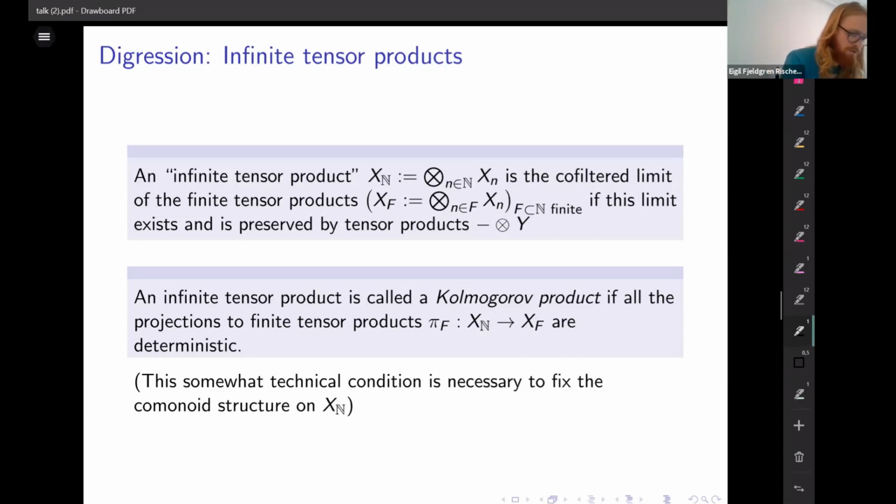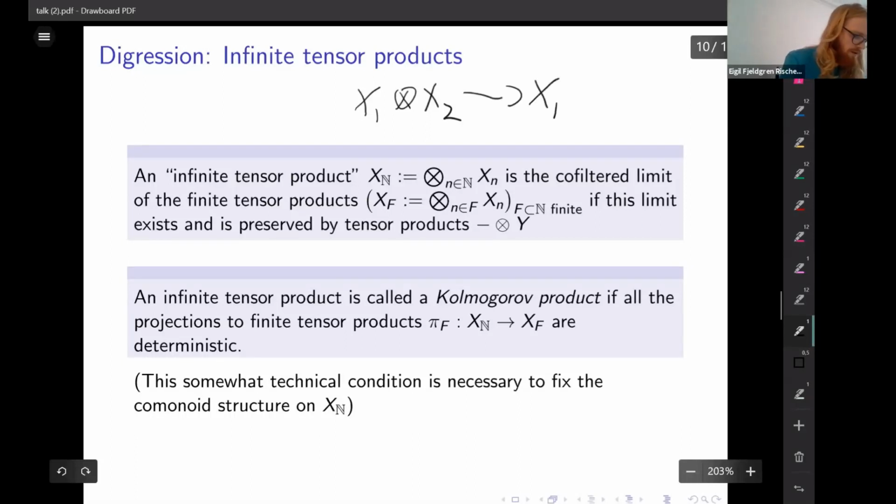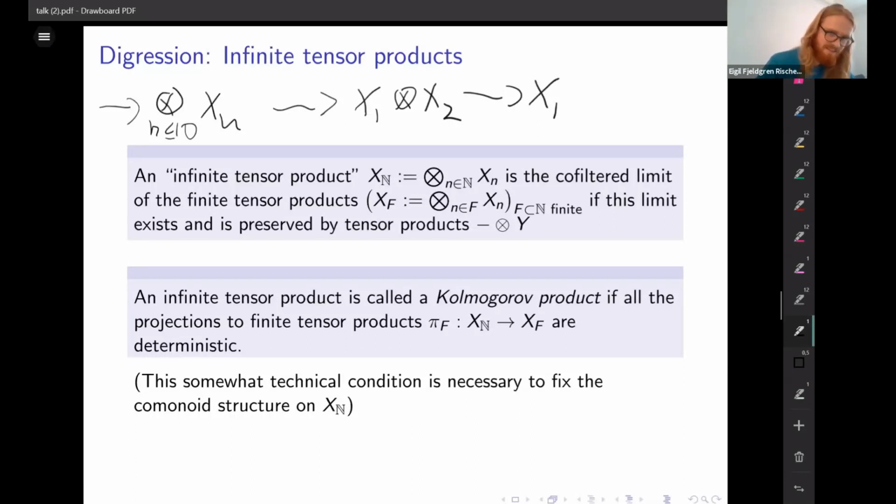And what are the diagram morphisms? If you have, say, x1 tensor x2, there's a map to x1 where you just use the delete map on the second factor. And you take an even bigger subset, like the tensor over n less than 10 of xn, and you take the limit of all those. And if this limit exists, and if it's compatible with the monoidal structure in the sense that it's preserved by the tensor product, then we call it the infinite tensor product. All right, so this is a semi-Cartesian monoidal definition of infinite tensor product.